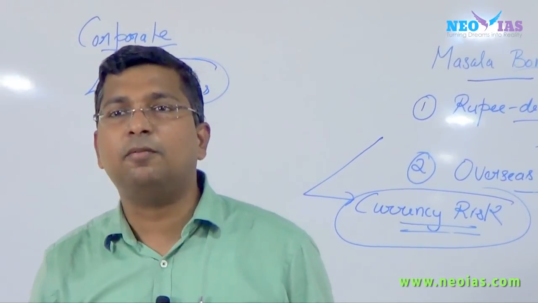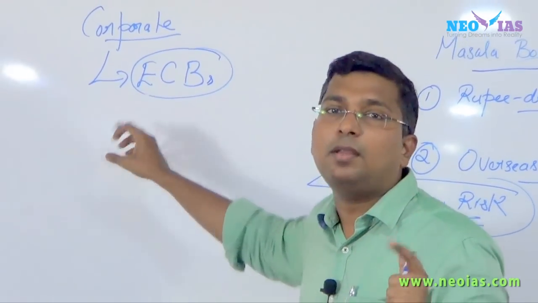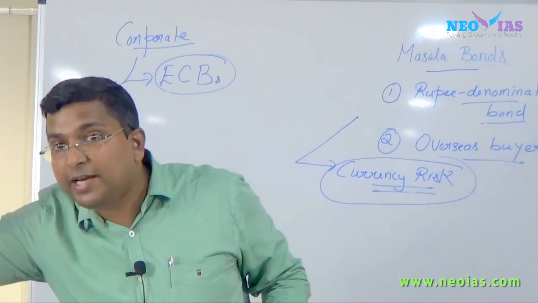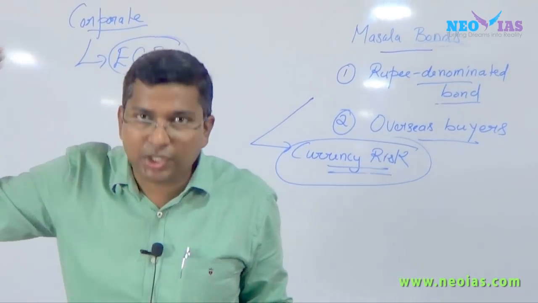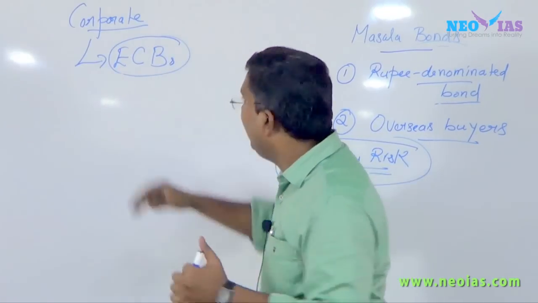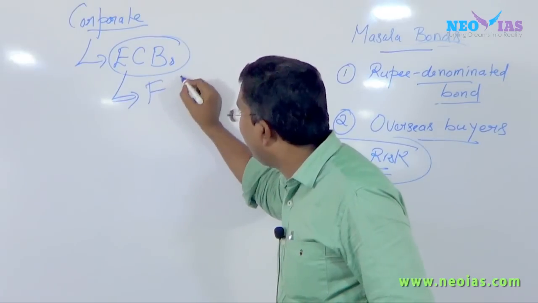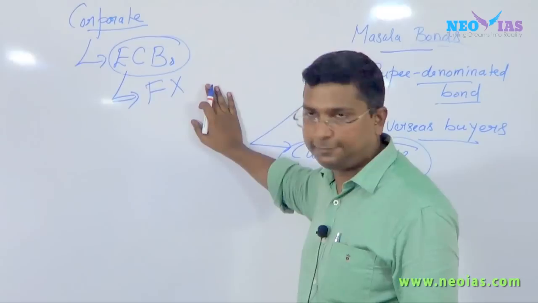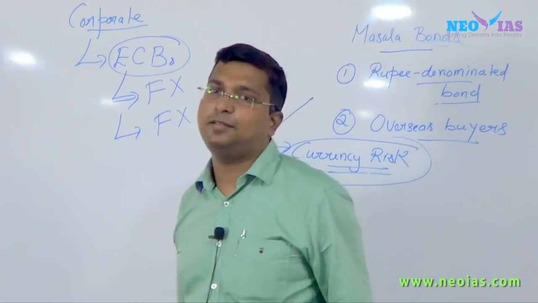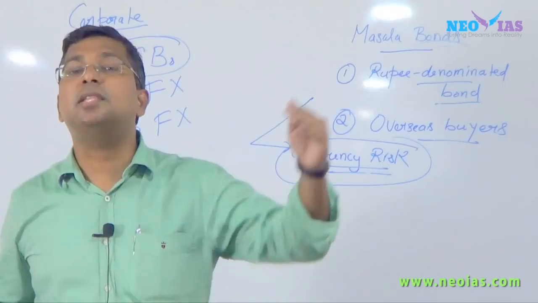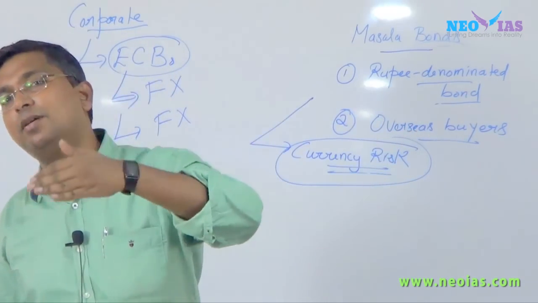So when a corporate raises funds through external commercial borrowing, as the term suggests, it is external, meaning it raises funds outside the country. C means commercial, that is, it is issued by a commercial entity or corporate. And third, it is a borrowing. The major feature of external commercial borrowing is that it raises funds in foreign currency, which we can call forex. Once it matures, they have to pay back in foreign currency.